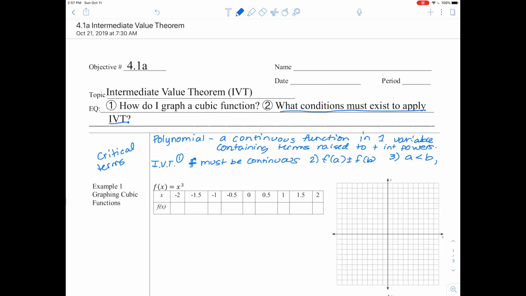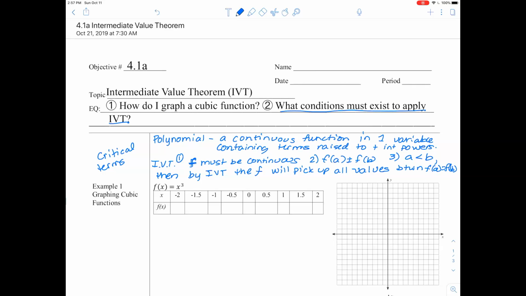Okay, so if these conditions exist, then we can conclude by the intermediate value theorem the function f will pick up all values between, right, because it's intermediate, the f of a and f of b.